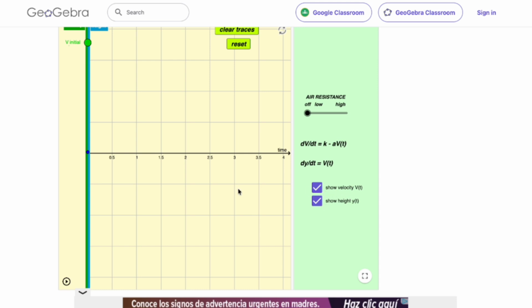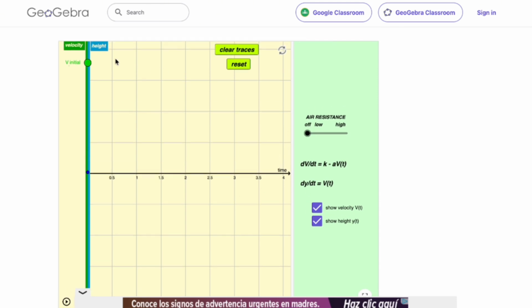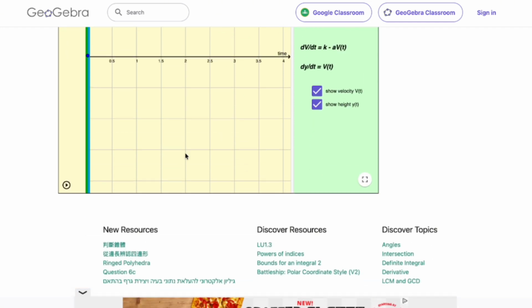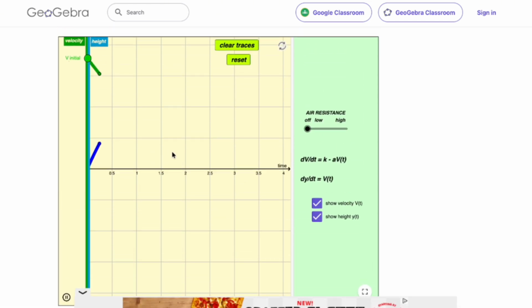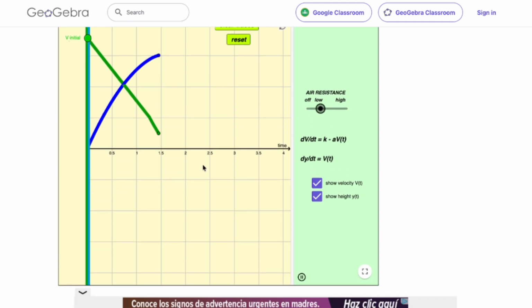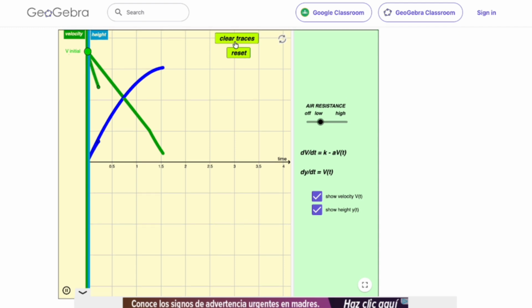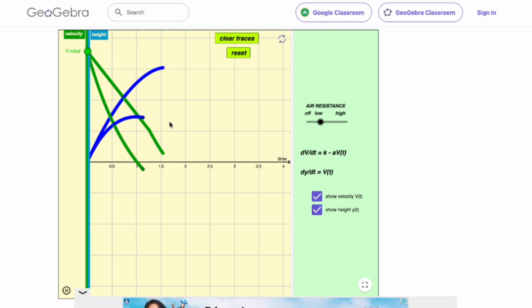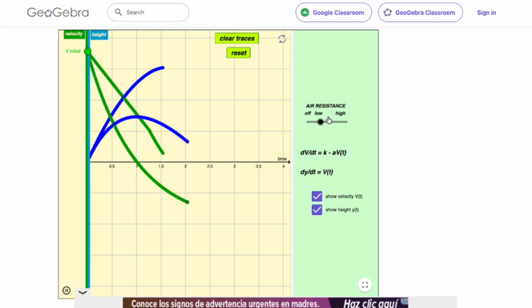But we can see here that the velocity and the height are being shown. Let's see what happens if the air resistance is off. If we start the animation, we can see that the V initial will go down and the height is going to go up as time goes on. Let's see what happens if we put the air resistance as low. Notice that the velocity is going a little bit more narrow, closer to the graph, and we can see that the height is decreasing as well. It's curving down a lot more early onwards. And now let's take a look at the height.